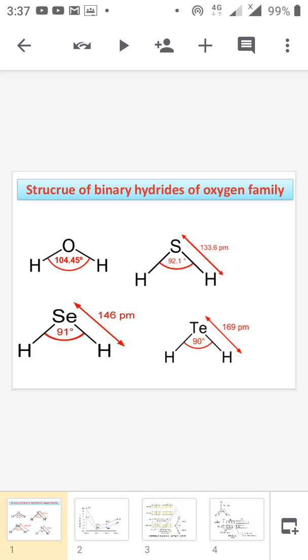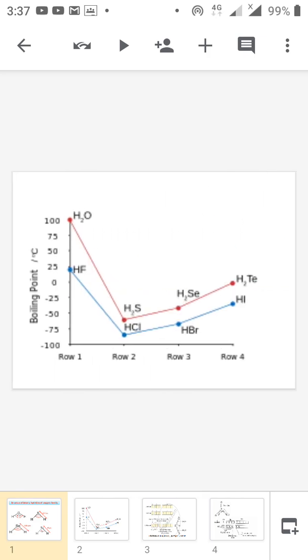Now we are moving into the comparison of the boiling points. Water has a high boiling point. The boiling point of water is 100 degrees Celsius. This is mainly due to the hydrogen bonding existing in the water molecule. Whereas in the case of H2S, it is reduced to minus 60.31 degrees Celsius. This is because, as we move to H2S, there is no hydrogen bonding in H2S. That's why the boiling point is reduced. While moving from H2Se to H2Te, the boiling point again increases. This is mainly due to van der Waals forces of attraction.